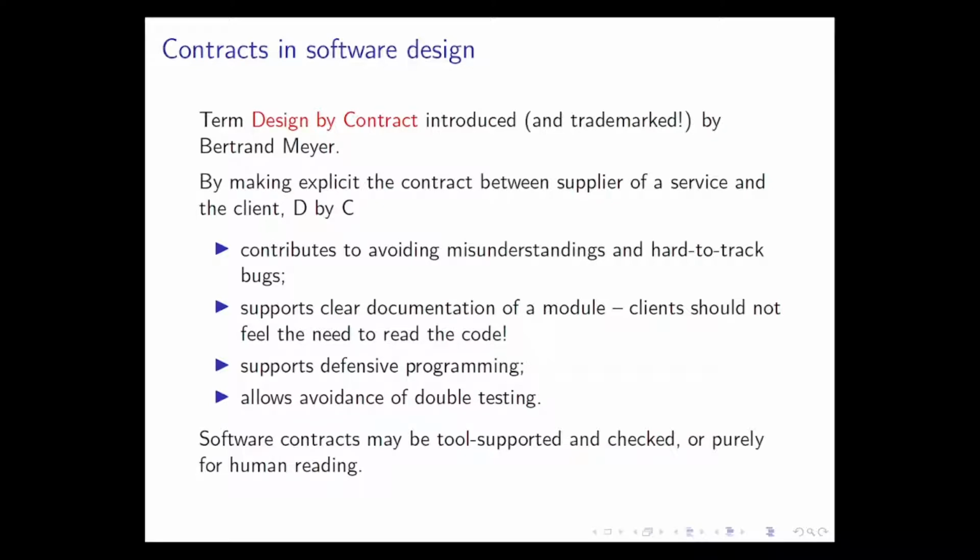It supports defensive programming, which is to say, sometimes you want to program in such a way that you allow for the possibility that the other party doesn't meet their contract, but something that occurs in a pair with that is that it allows the avoidance of double testing. You can avoid putting in tests that might otherwise be necessary if you wanted to check good behaviour of a party, but it hadn't been made explicit whether or not that party was agreeing to always provide that good behaviour. We'll come back to that later on. Software contracts may be supported by tools and automatically checked, dynamically or occasionally to some extent even statically, or they may be purely for human reading.